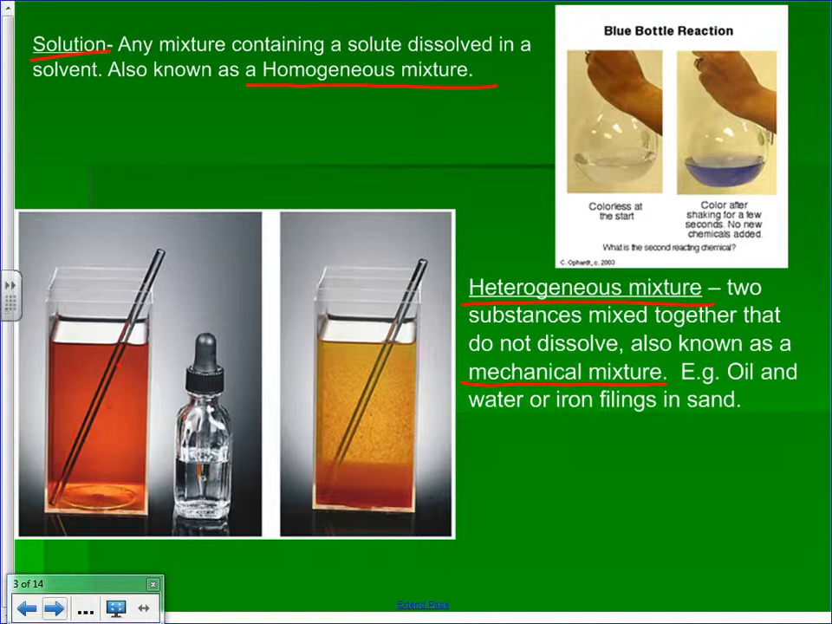Chicken noodle soup, homogeneous or heterogeneous? Heterogeneous, right? The noodles might eventually dissolve, I suppose, if you left it long enough, but they're solid parts in the soup. Whereas, let's say you had a can of pop, like Coke or Pepsi, is that homogeneous or heterogeneous?